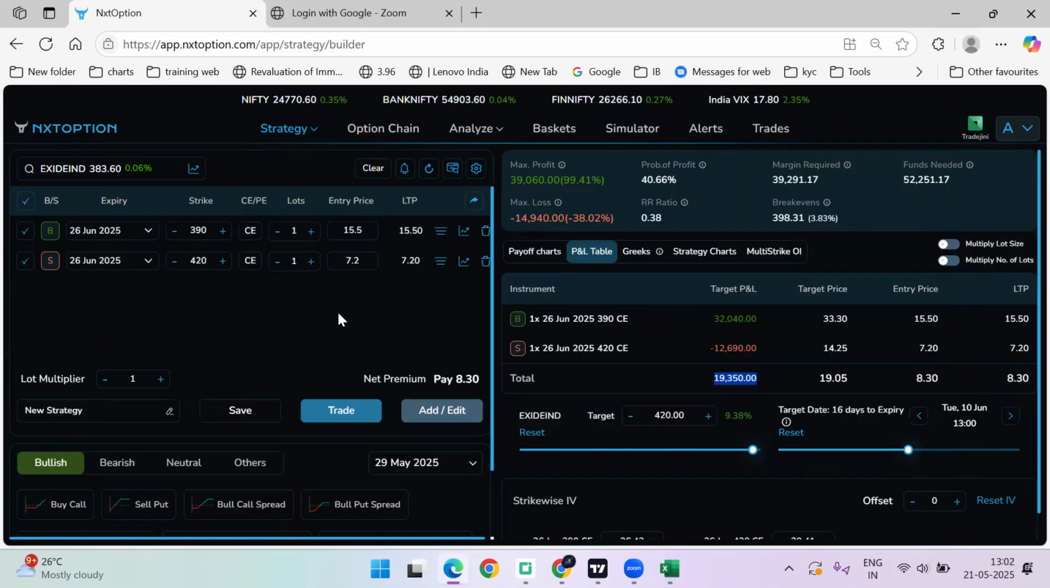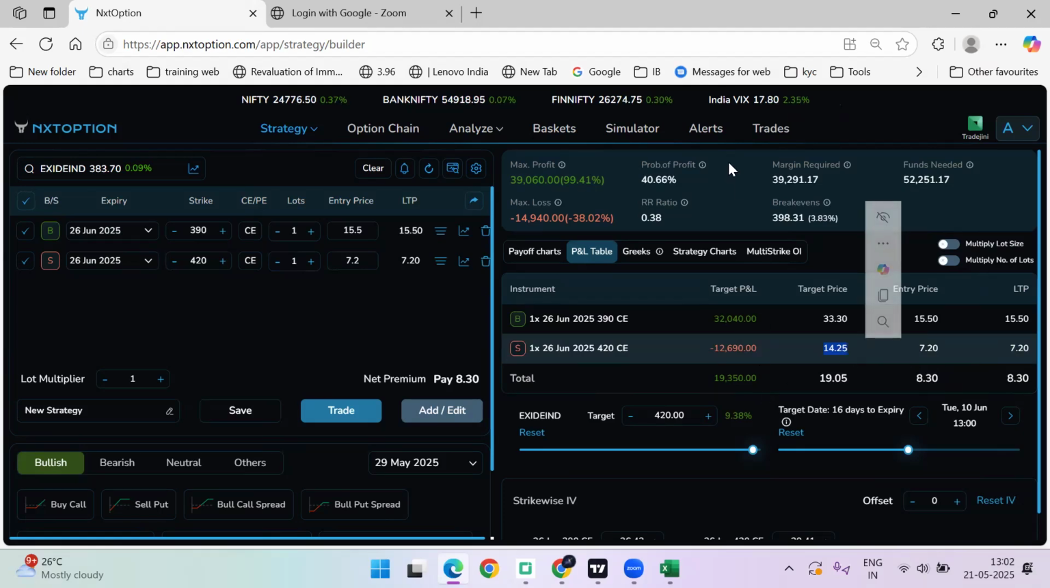Remember, all these numbers keep changing. So when you execute the trade, whatever the net premium that you're paying, that premium will be applicable. And then when you reverse the position, that is when you square off your position, whatever the premium that you collect here and whatever the premium that you have to pay here, that would be your net gain.